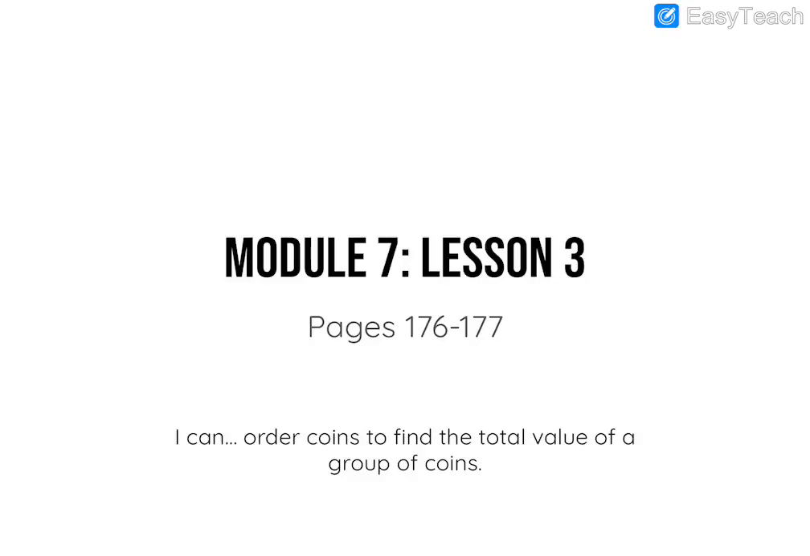Welcome to Module 7, Lesson 3. You're going to go to page 176. Our I can statement is, I can order coins to find the total value of a group of coins. We're going to think about finding the greatest value when we're ordering our coins in this lesson.